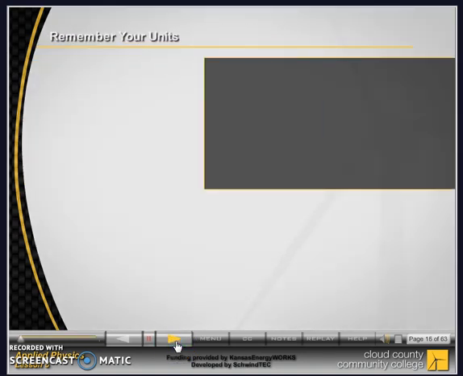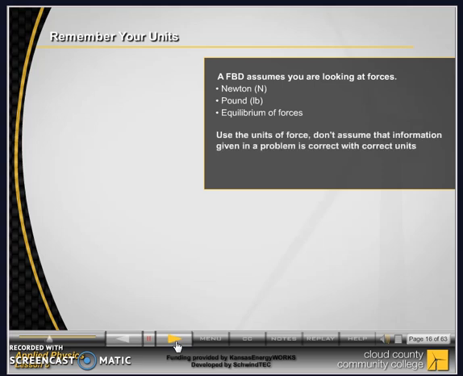This is just a casual reminder to remember the following about units. A free body diagram assumes that you are looking at forces and the units of force are the Newton or the pound. A free body diagram or isolated body diagram is useful in problems involving equilibrium of forces. You should remember to use the units of force. Don't assume that information given in a problem is correct with correct units. Also remember that free body diagrams are useful for setting up standard mechanics problems.